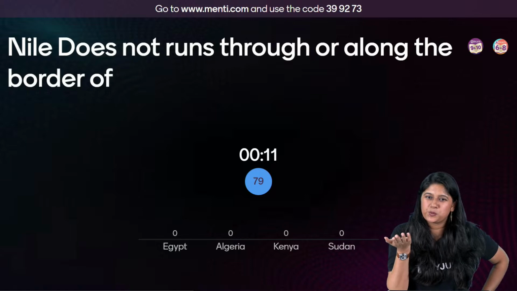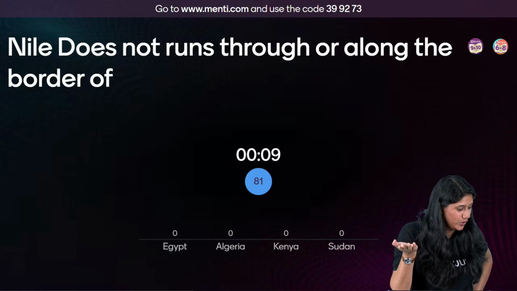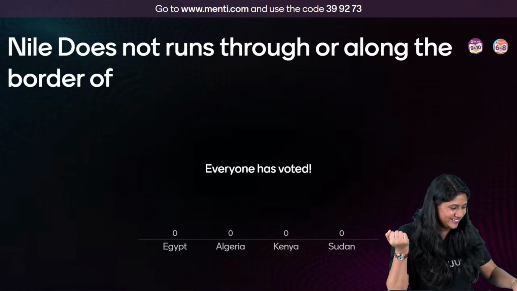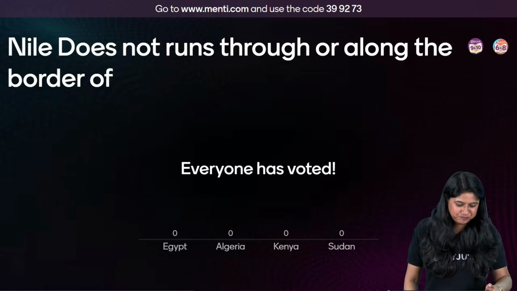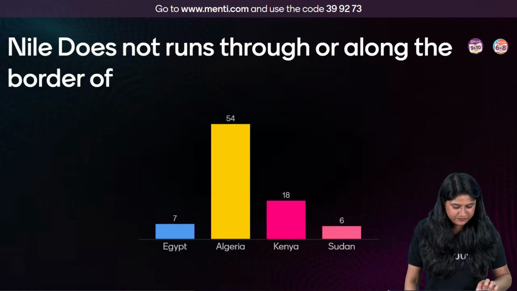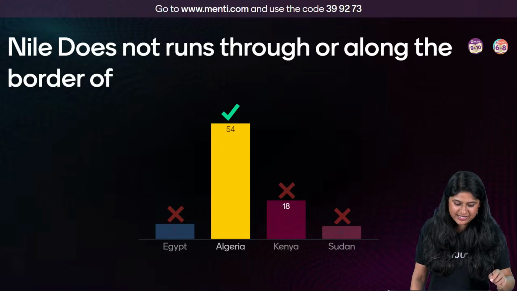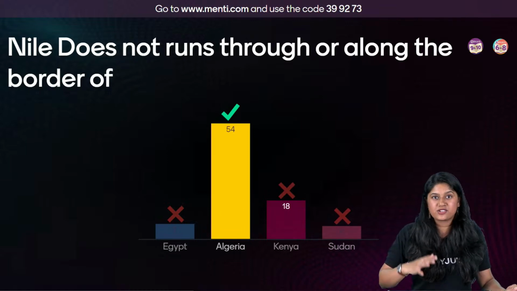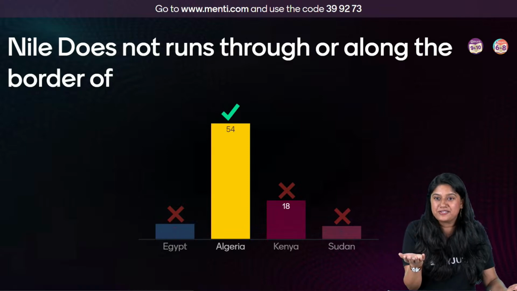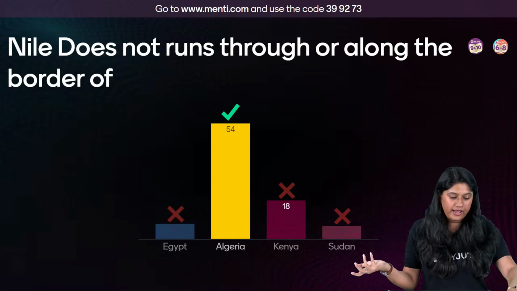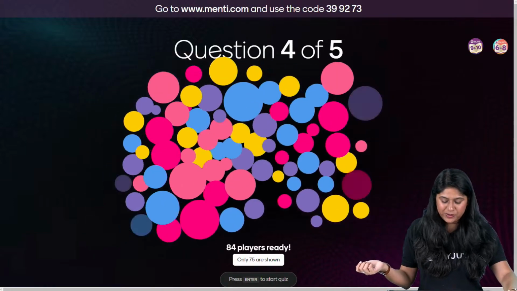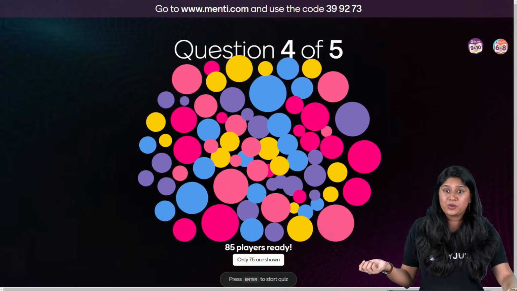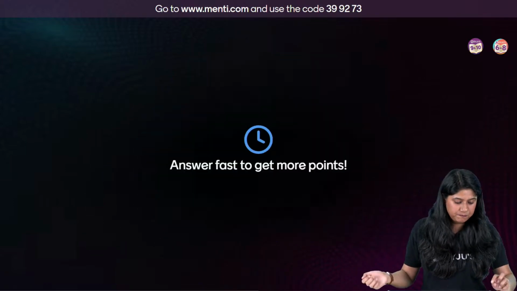It's super easy. Everyone, all of you vote. Nice, and the correct answer over here is Algeria. Algeria definitely does not have the Nile River, the rest all have. Good. Okay, question number 4 everyone on your screen.